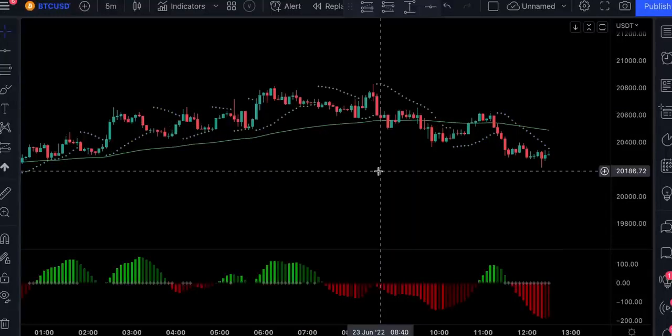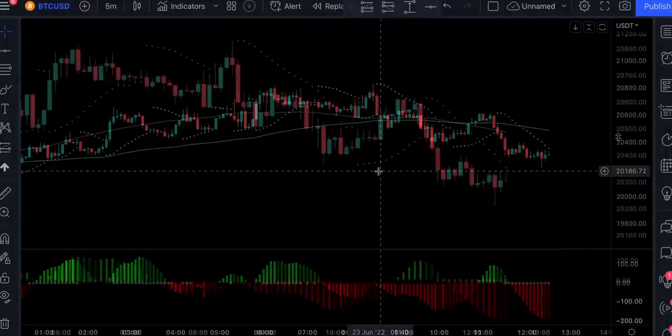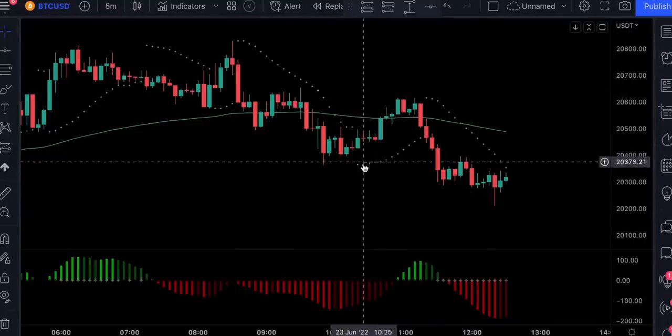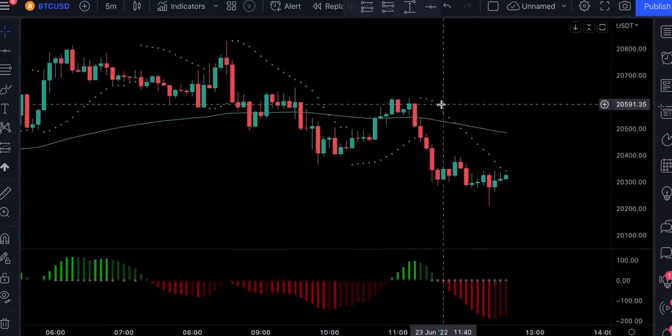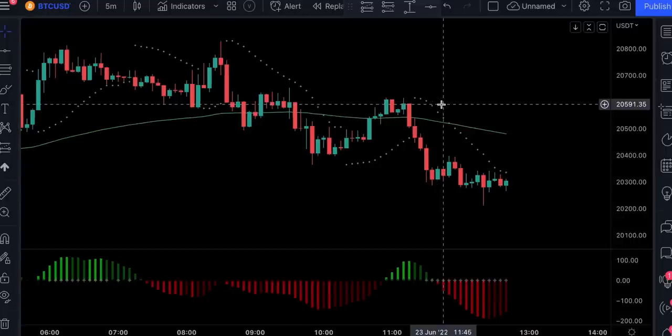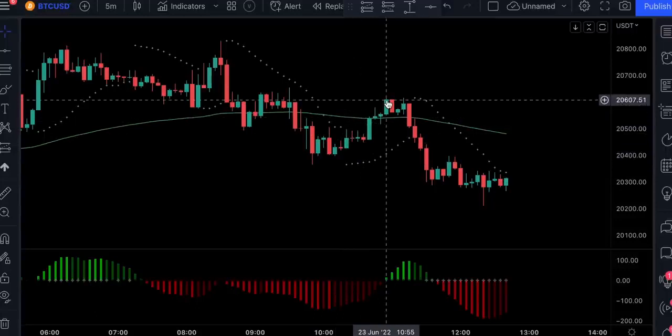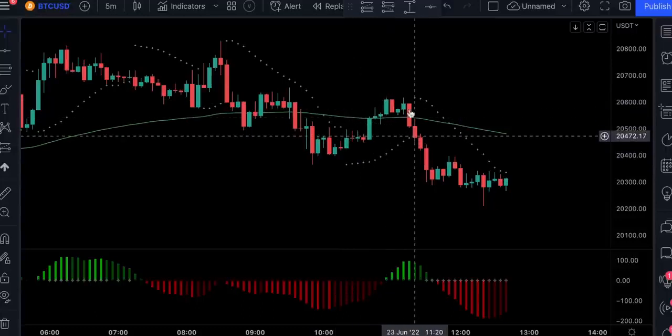Now let me briefly explain how these indicators work. So first of all, let's start with this parabolic SAR. This indicator basically appears as a series of dots placed below or above the price. If the dots are above the price, the market is considered in a downtrend. And if the dots are below the price, the market is considered in an uptrend. And every time the dots shift below the price, it will more likely continue to rise. And exactly the opposite is true when the dots shift above the price.